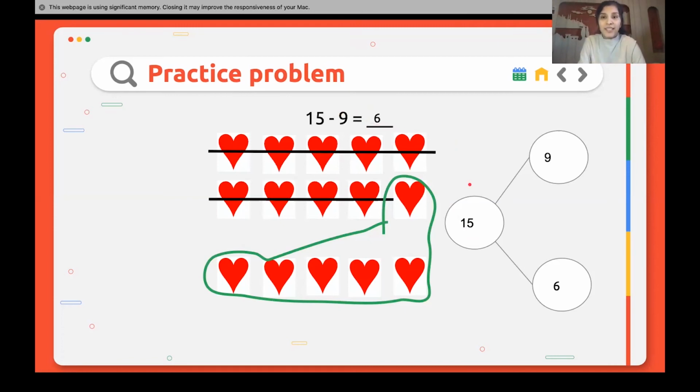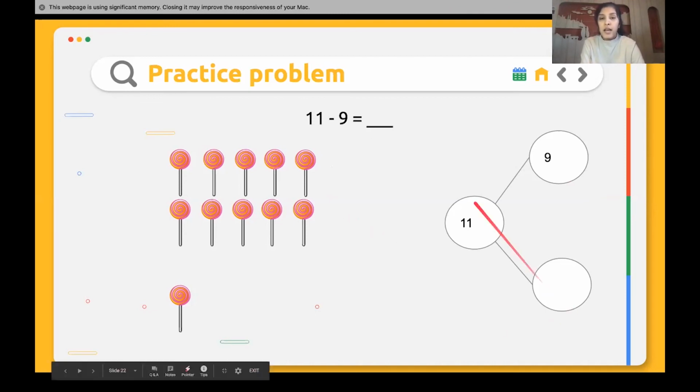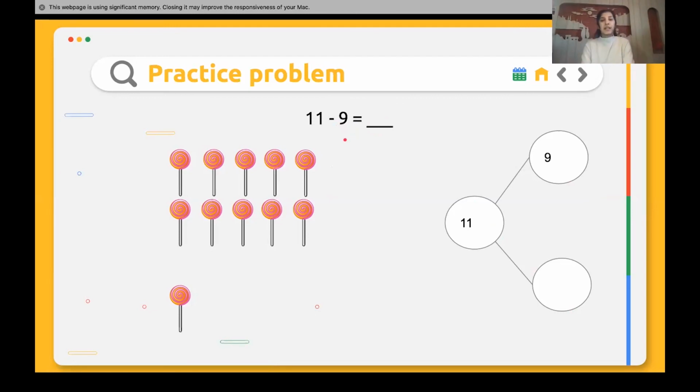So let's do another one. Okay. Here I have the practice problem. I have this number bond that I started and the subtraction. So go ahead and solve your problem. Find the missing add-in in the number bond and find the difference. Find what 11 minus 9 equals. And once you're done, go ahead and unpause. So pause to finish and unpause once you're ready.